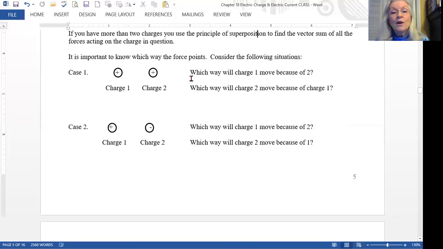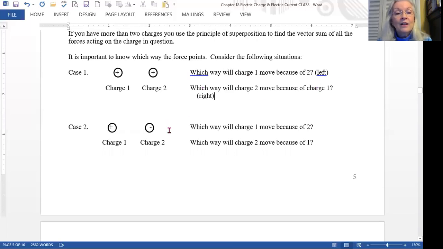So which way will charge 1 move because of charge 2? Well, we know it's going to go left. Which way will charge 2 move because of charge 1? Charge 2 is going to go which way? We know it's going to go to the right. It will be repelled. So the direction depends entirely on which charge you are talking about. Are you talking about charge 1 or charge 2? It makes a difference whether they go right or left.